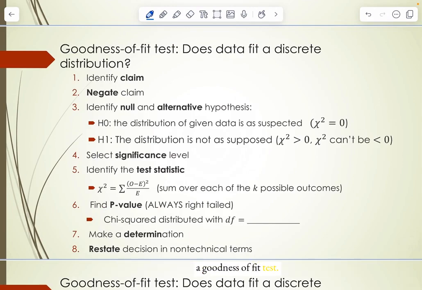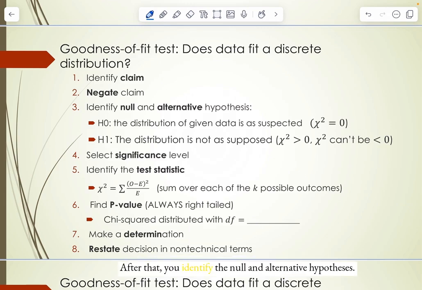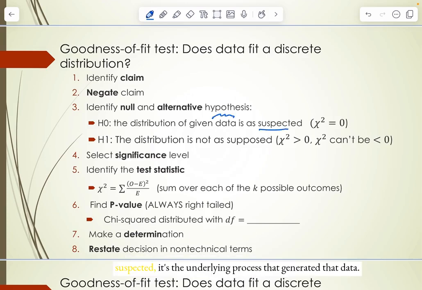A goodness of fit test: does my data fit a theoretical distribution? First thing you do is identify the claim, then you negate the claim, or take the opposite of the claim. After that, you identify the null and alternative hypotheses. The null hypothesis is that the distribution of the given data is as suspected. It's not that the distribution of the data is suspected. It's that the underlying process that generated that data has a distribution as suspected.